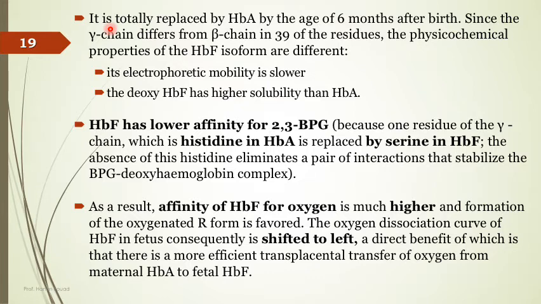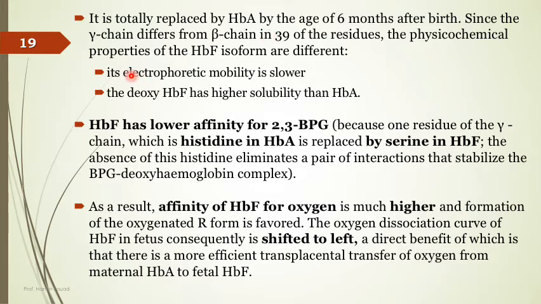The gamma chain has 39 different amino acid residues. This leads to the shift of the curve to the left, so the fetal hemoglobin has a much higher oxygen affinity than the mother's hemoglobin or the adult hemoglobin, so the fetus can gain oxygen from the mother's blood. Because the fetal hemoglobin has higher oxygen affinity, it pulls the oxygen from the mother's blood.